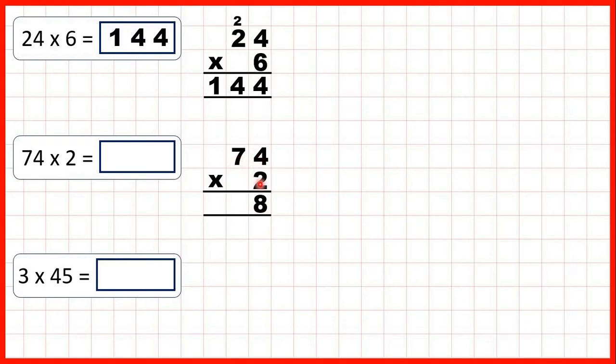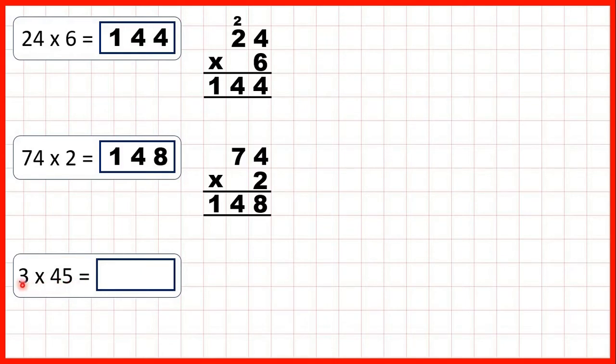So we can move straight on to the tens. 7 times 2 is 14. We don't have anything to add, and we don't have any more digits to multiply. So 7 times 2 is 14, and we can just write that in our answer line to give us an answer of 148.